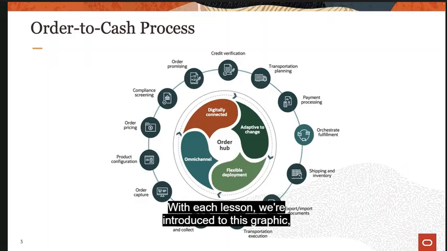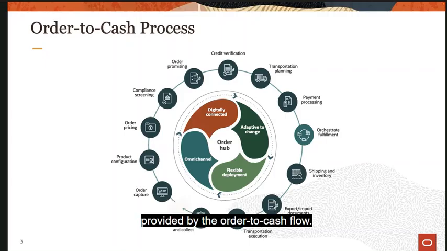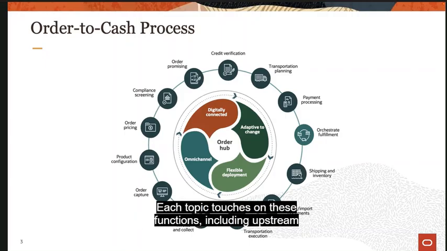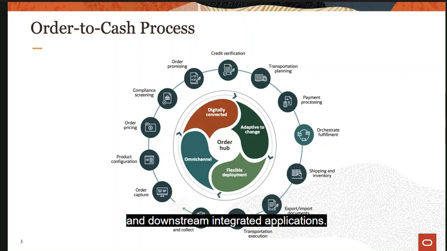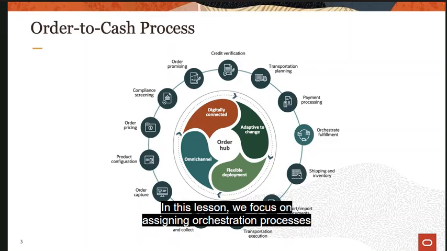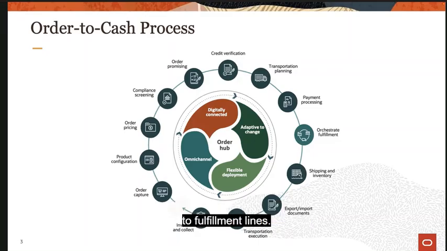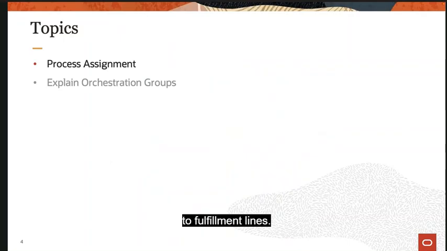With each lesson, we're introduced to this graphic which represents the wide range of functionality provided by the order-to-cash flow. Each topic touches on these functions, including upstream and downstream integrated applications. In this lesson, we focus on assigning orchestration processes to fulfillment lines. Our first topic is process assignment.